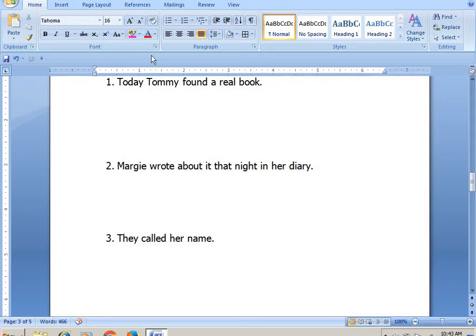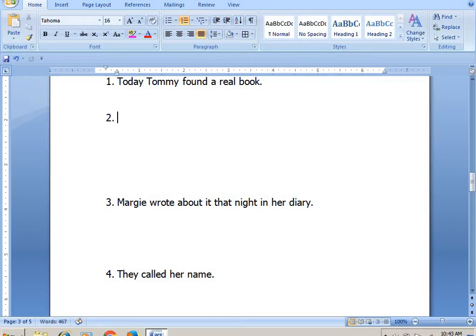Now, in the sentence, I always tell you to find out what the verb is, then the subject and the object. The verb is found. Today is an adverb. You may keep it in the place as it is. As students, don't look at the number. So we keep today as it is. Okay. Then, Tommy found a real book.